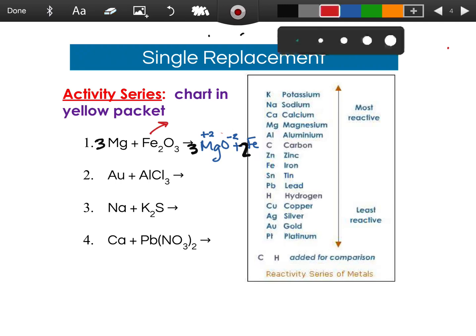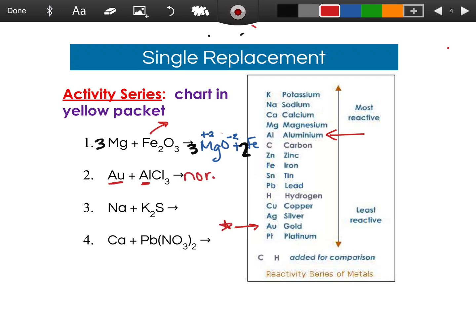All right, let's look at the next one. Gold and aluminum. So gold is my single element. So if I find those on the list, here's gold and aluminum. Aluminum is up here. So the single element, which is gold, is below aluminum. So gold is not strong enough to kick aluminum out of the way. So literally nothing will happen. So we're just going to write no reaction because gold is not strong enough to kick aluminum out.